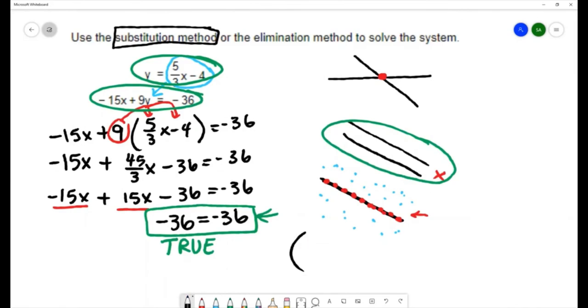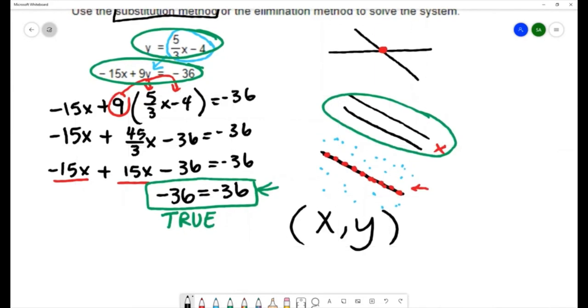So we typically write ordered pairs like this, x and then y. What we're going to do is use this equation right here, and we're going to leave the x and replace the y with 5/3 x minus 4. So all of the ordered pairs must follow this pattern. We can choose the x, and then the y must follow that pattern, 5/3 x minus 4.